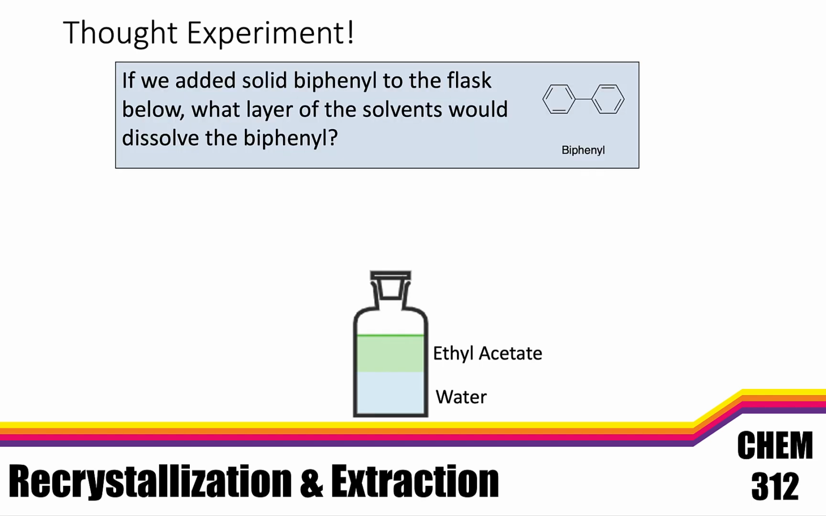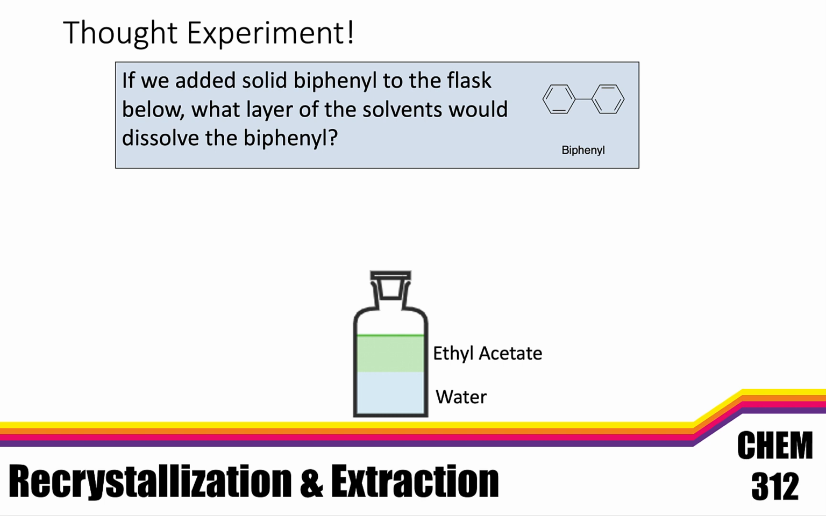So let's start with a thought experiment of what would happen. Let's say we start with this molecule biphenyl. And this molecule here is an organic molecule. Again, it's all carbons and hydrogens. If I were to add this to this flask at the bottom of the slide, and were to shake it up, where do you think the biphenyl would go? Which solvent would be better for dissolving biphenyl?